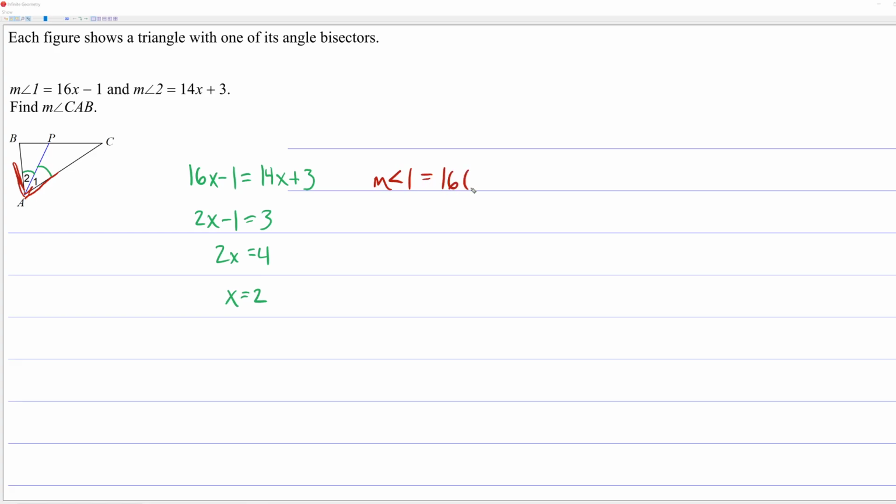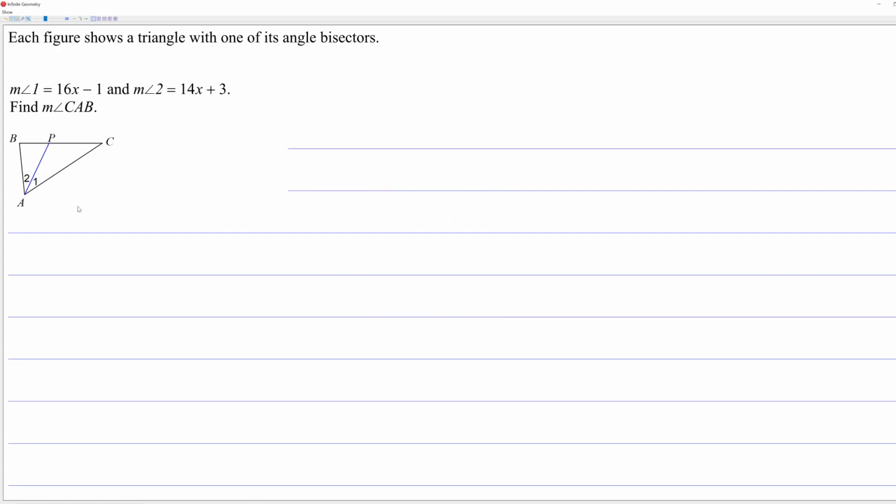That's equal to 16 times x, but we know x equals 2, minus 1. That's 32 minus 1, which is 31. So the measure of angle 1 is 31 degrees. But because AP is an angle bisector, we know CAB must be double any one of the smaller angles. So the measure of angle CAB is 2 times 31, or 62 degrees. If you need to review this, please pause, because I'm about to go to the next question.